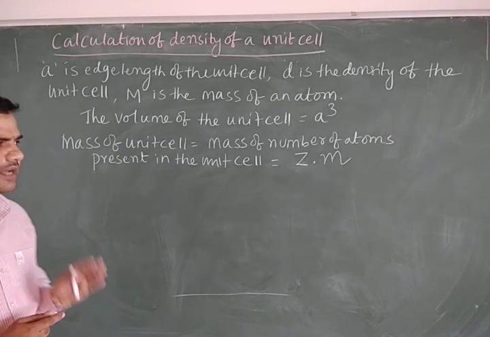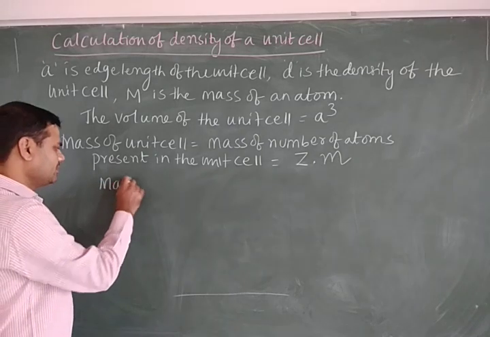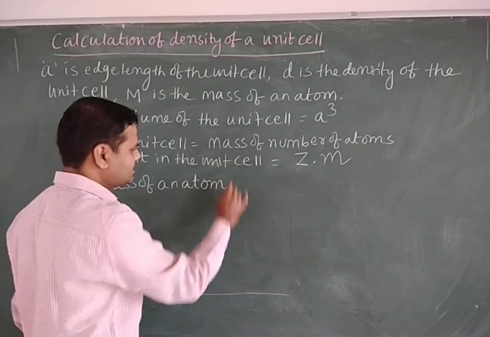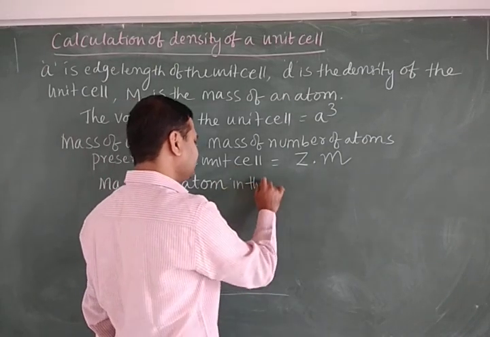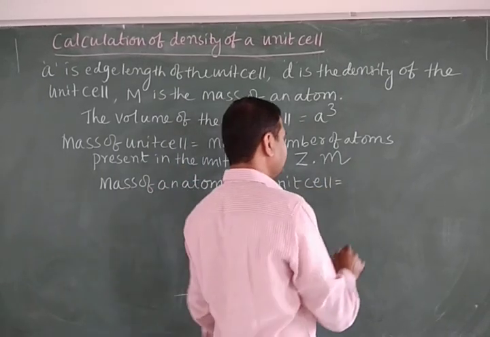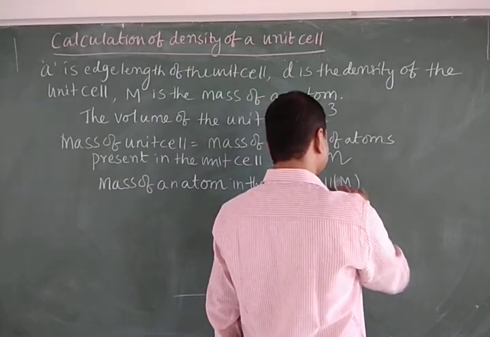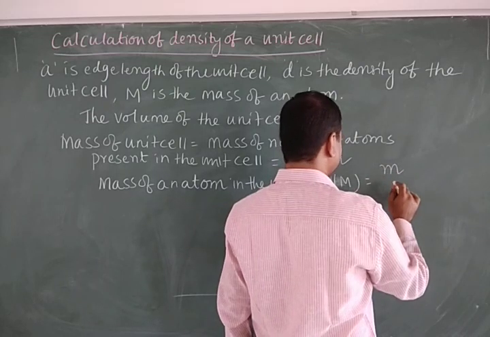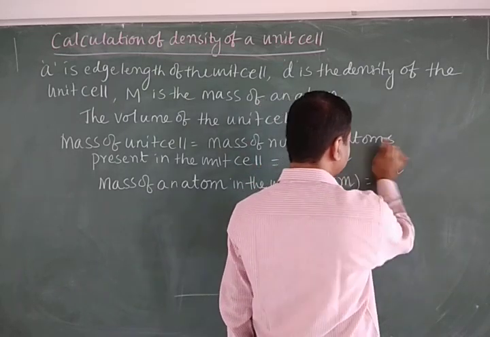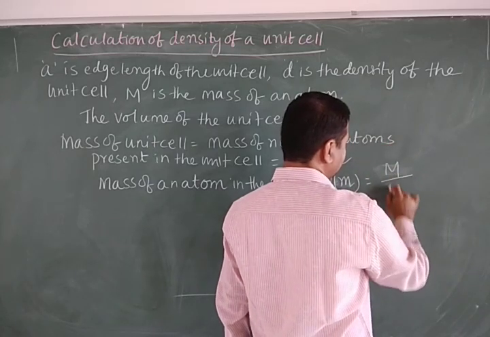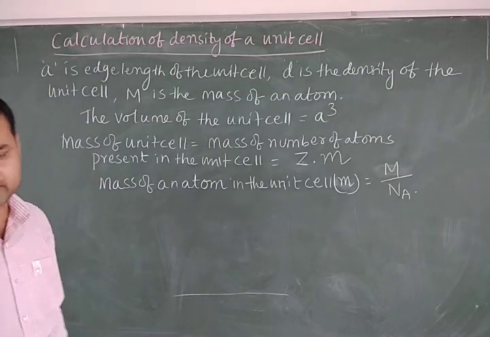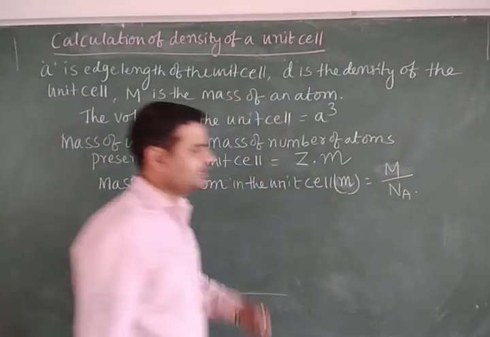Now based on this, I am taking the mass of an atom, only one atom. Right, the mass of an atom in the unit cell is equal to, so sorry, the mass of an atom. We are taking capital M by NA. Right, small m is equal to capital M by NA.